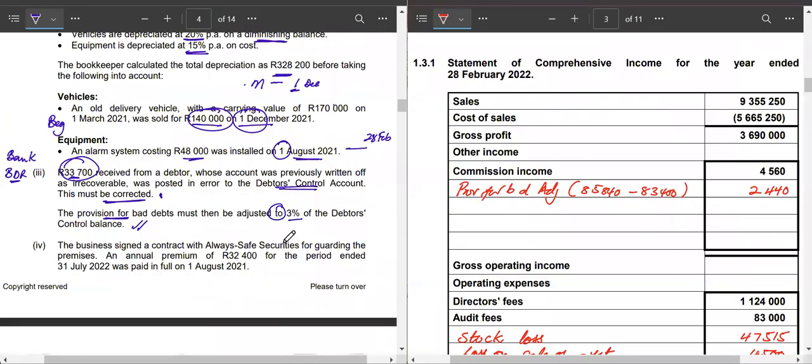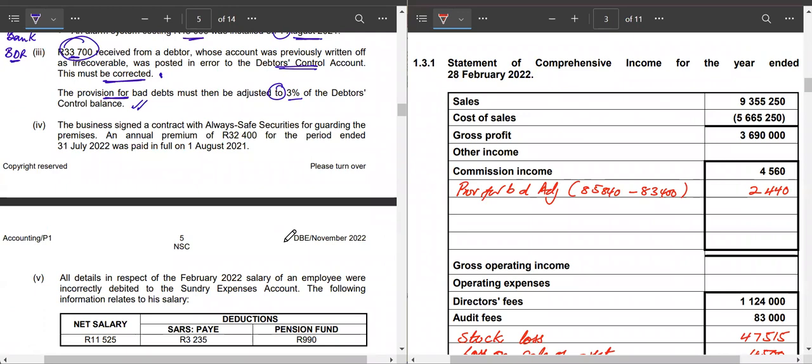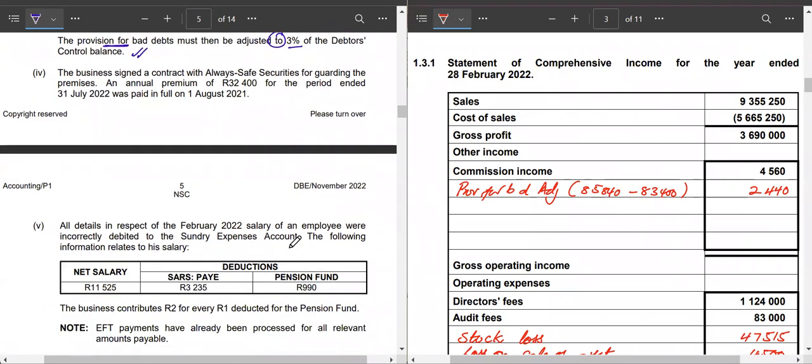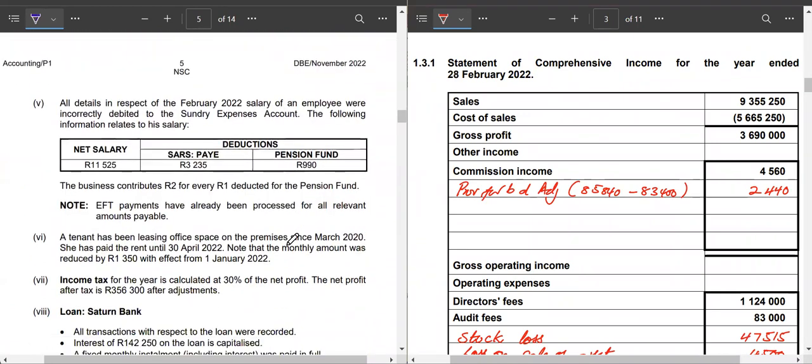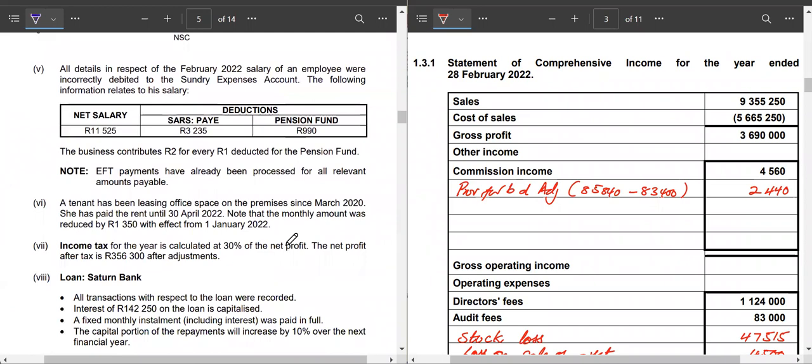We have done adjustment number 3. Now we're going to look at adjustment number 5. Adjustment number 5 has to do with salaries. It says, all details in respect of the February 2022 salary of an employee were incorrectly debited to the sundry expense account. The following information relates to his salary.